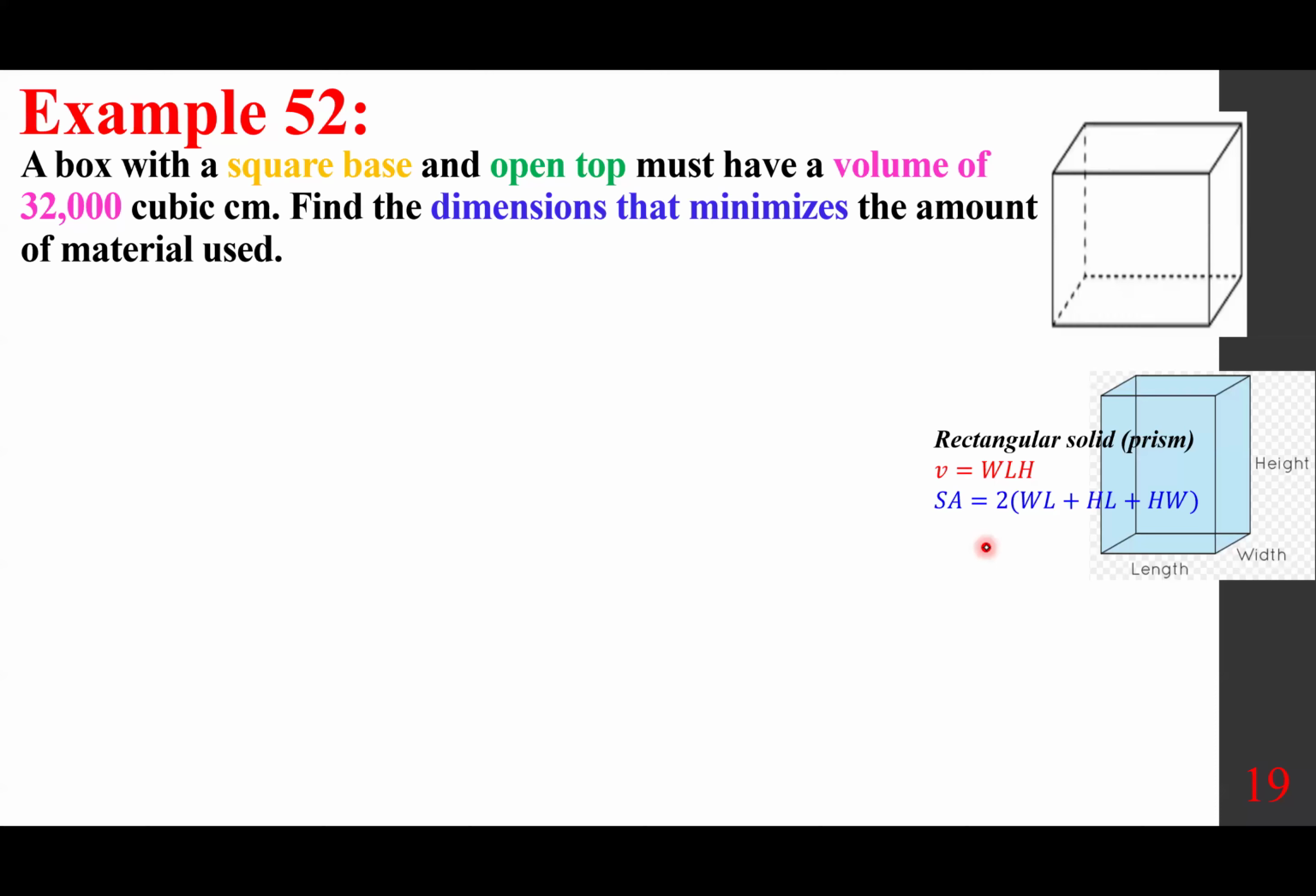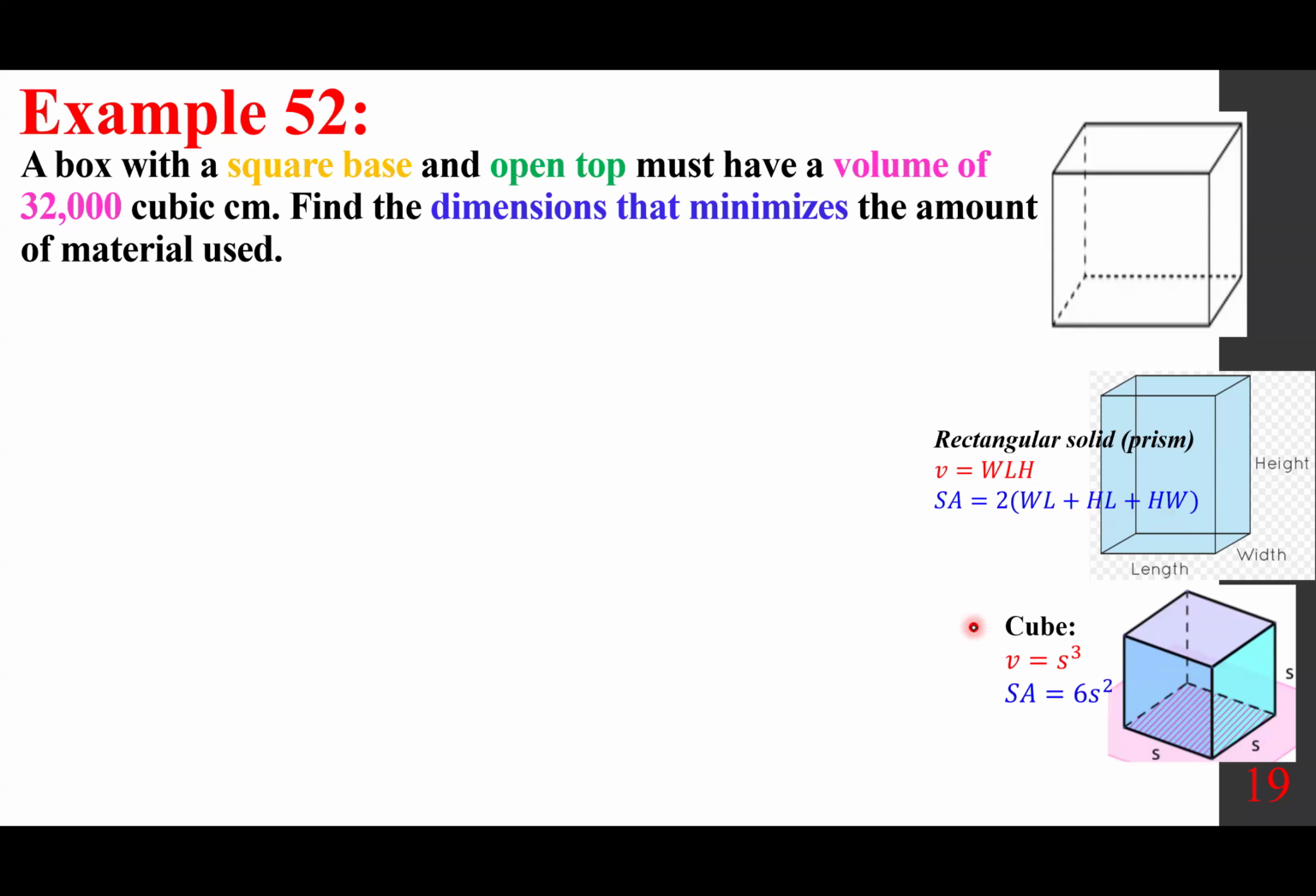If you want the surface area, like gift wrapping, it's 2 times the width times the length plus the height times the length plus the height times the width. If all sides are equal, the name is cube, where the volume is s cubed and the surface area is 6s squared. So that's just to let you know what we already know.